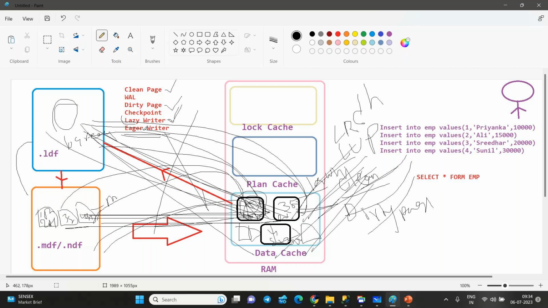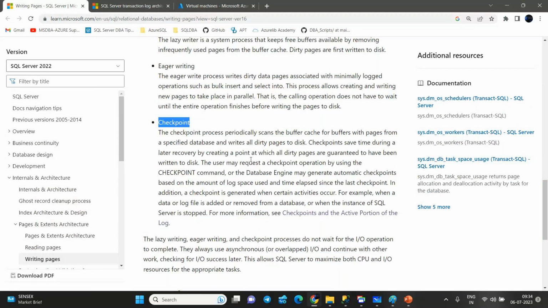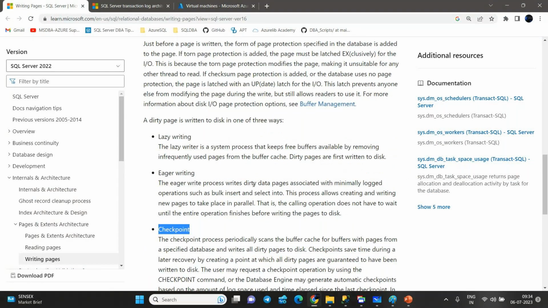Apart from that, sir, eager writer, no one will ask, but technically you should know the concept. Page creation and page writing will be parallel. Even Microsoft says the same thing: eager writer is a process writing the dirty pages associated with minimally logged operations such as bulk inserts, select into. So, in parallel, sir. I will come back to this bulk operation in the recovery model, the topmost concept.